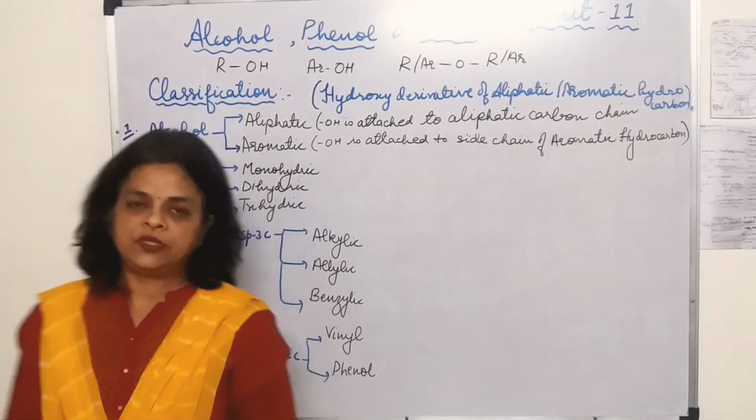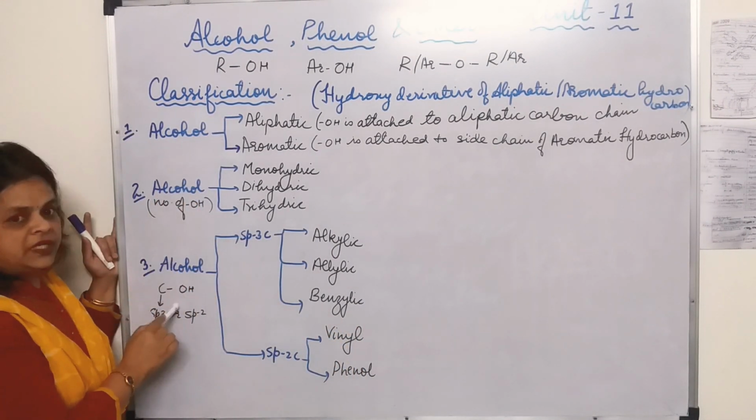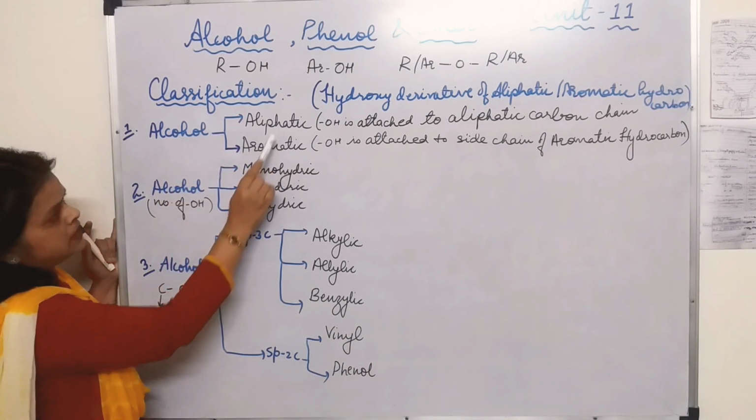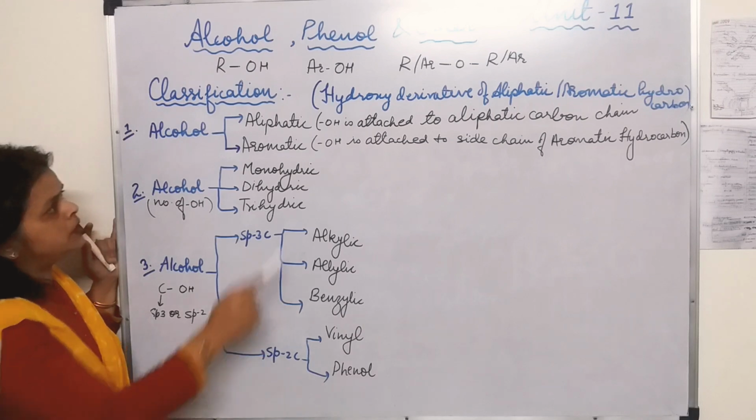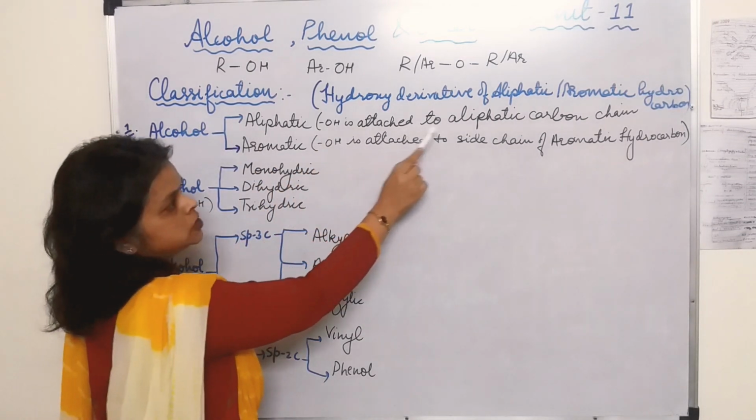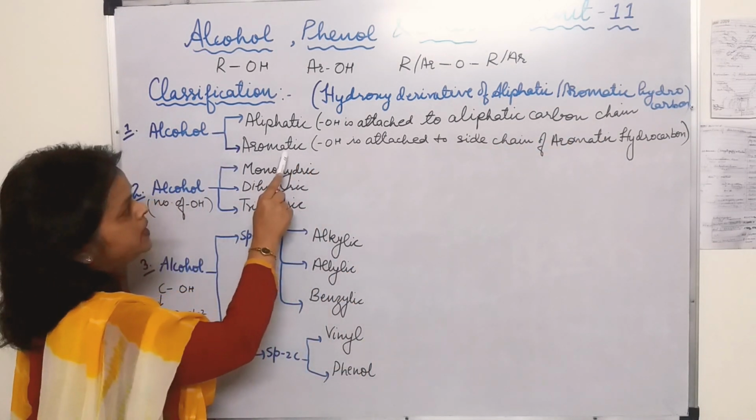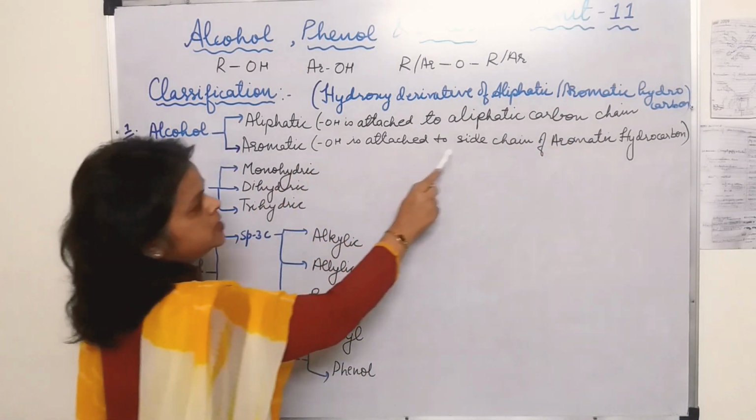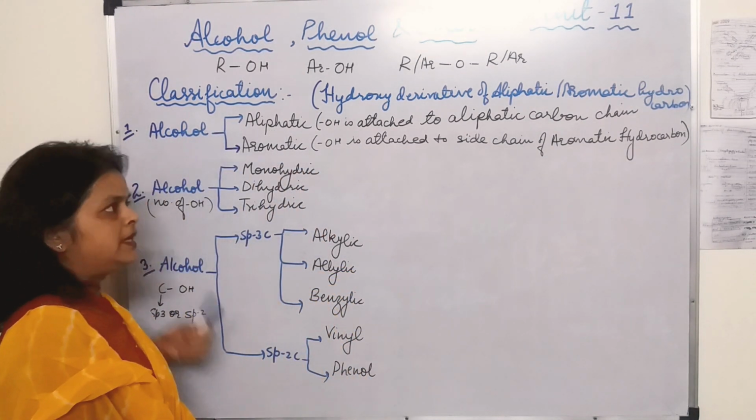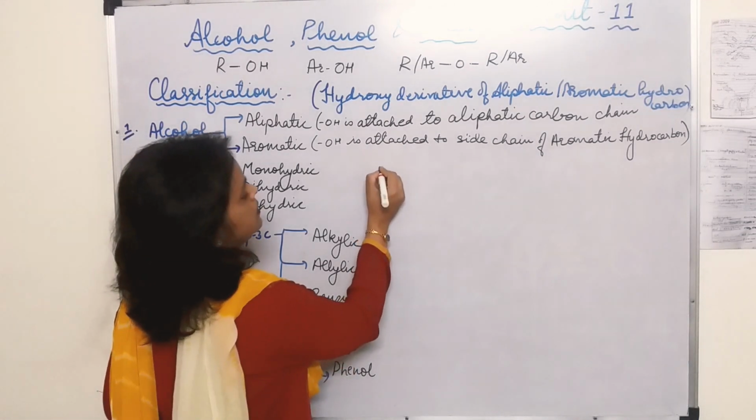Let's start with the classification part. We are going to see three different classifications. Alcohols can be aliphatic or aromatic. Now, what is an aliphatic alcohol? When the OH group is attached to an aliphatic carbon chain. And what is aromatic? The OH group is attached to the side chain of an aromatic hydrocarbon. Let's see some examples to elaborate the topic.